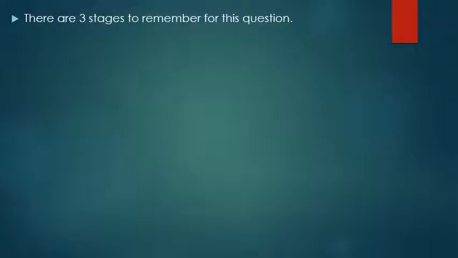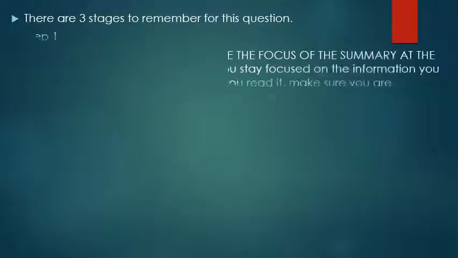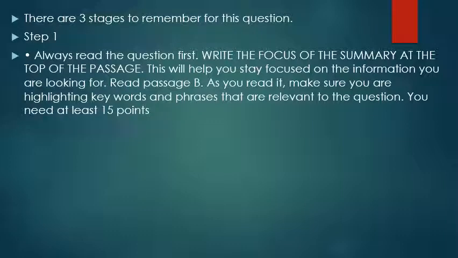There are 3 stages to remember for this question. Step 1. Always read the question first. Write the focus of the summary at the top of the passage. This will help you stay focused on the information you are looking for. Read passage B. As you read it, make sure you are highlighting keywords and phrases that are relevant to the question, and you need at least 15 points.